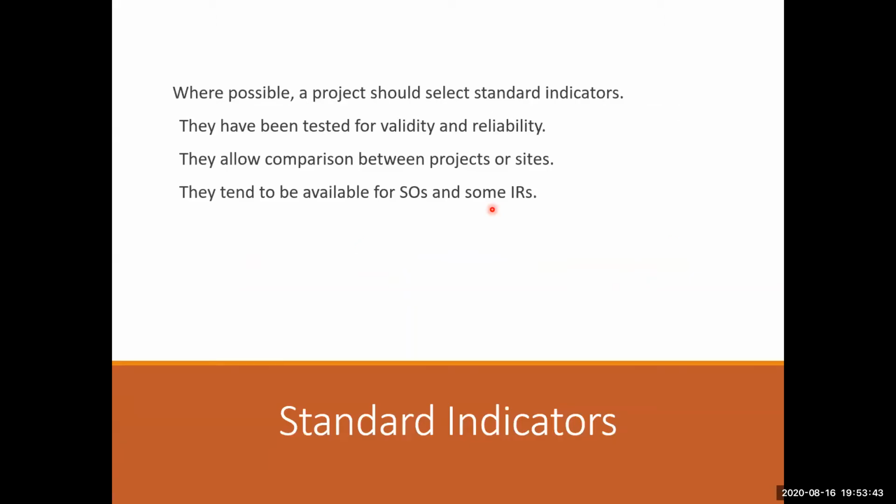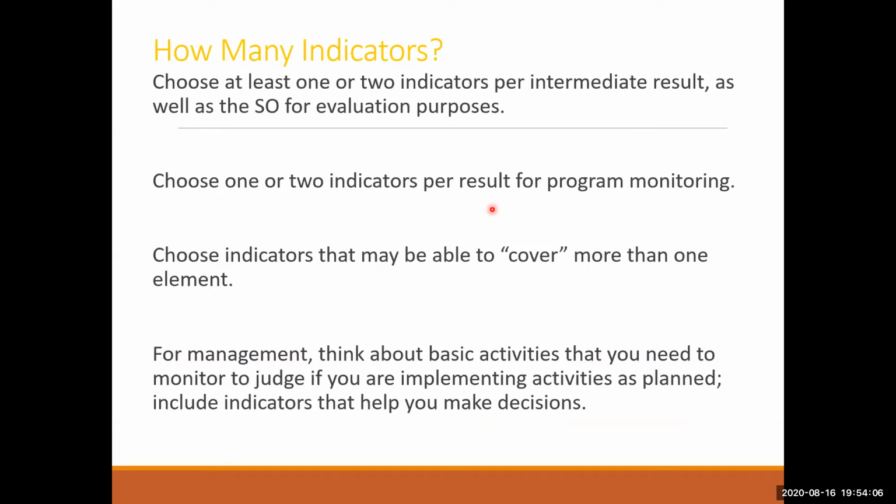Where possible, a project should select standard indicators. They have been tested for validity and reliability. They allow a comparison between projects or sites. They tend to be available for strategic objectives and some intermediate results. Okay, guys. How many indicators do we have?